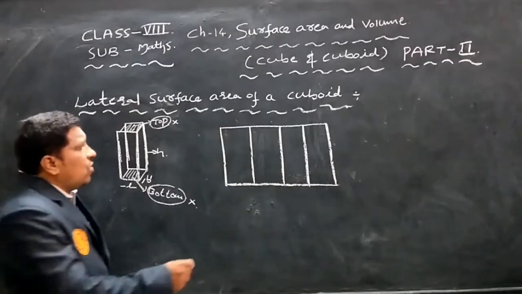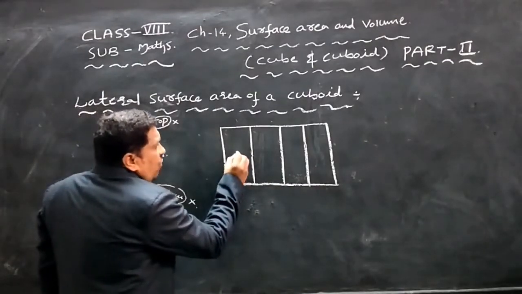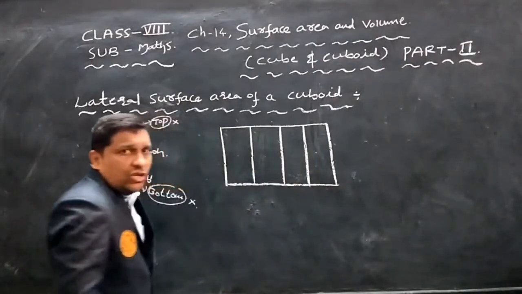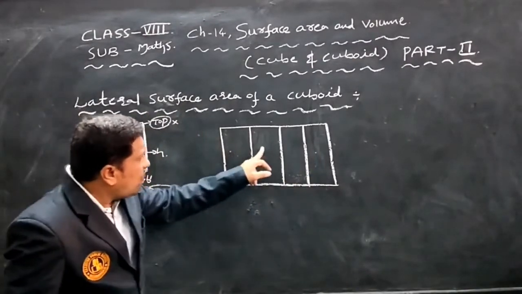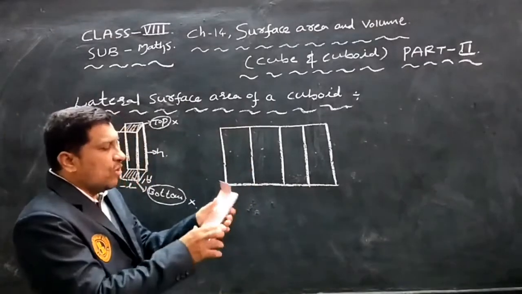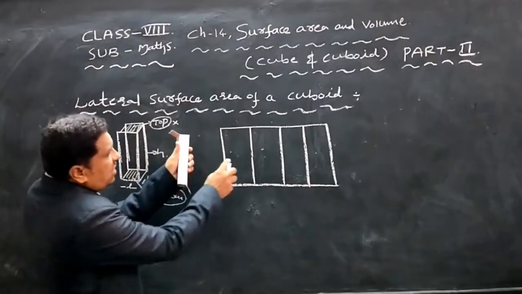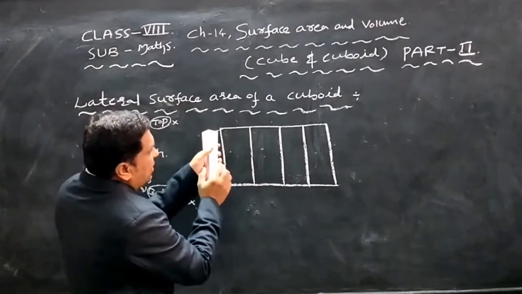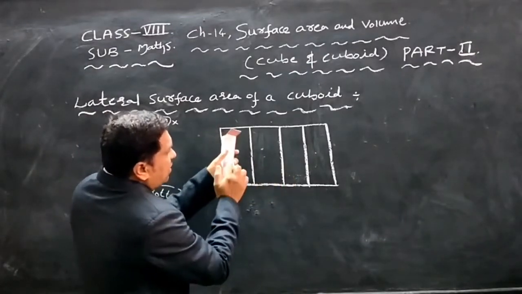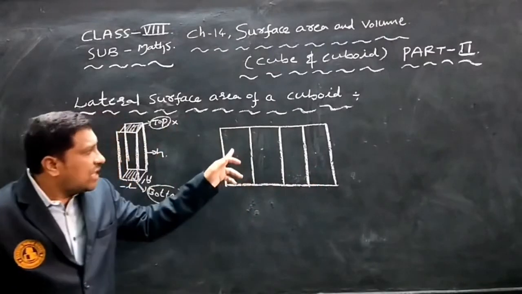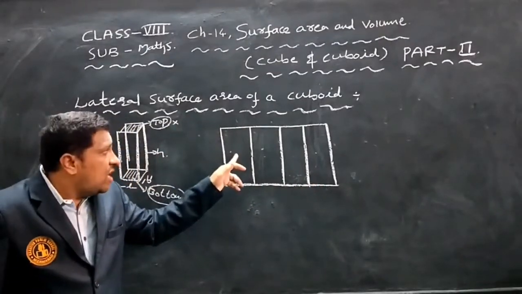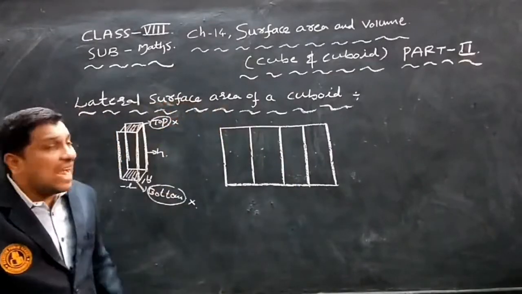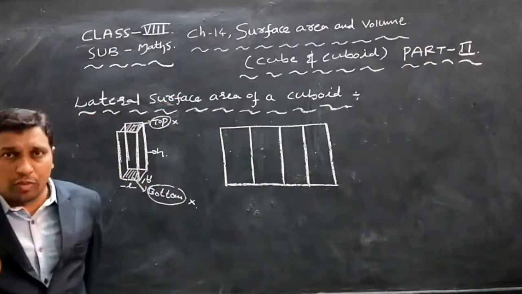Next, we calculate area 1, area 2, area 3 and area 4. So it is divided into 4 parts, that is, 4 faces. This one is the first face, this is the second face, this one is the third face, and the last one is the fourth face. We calculate the area of the 4 faces and add them, so we get the lateral surface area of a cuboid.